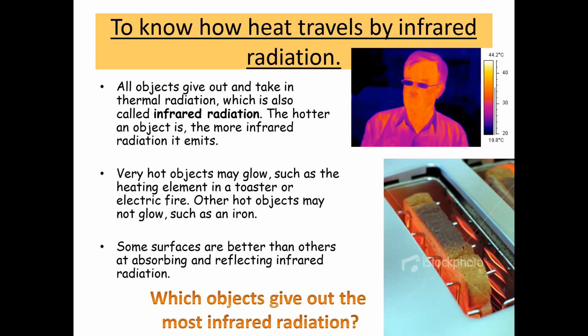We can also use thermal imaging to find things in the dark. The police often use thermal imaging cameras to track stolen cars and to track thieves as they're trying to run away, because even at night they're emitting thermal radiation because they're hot.